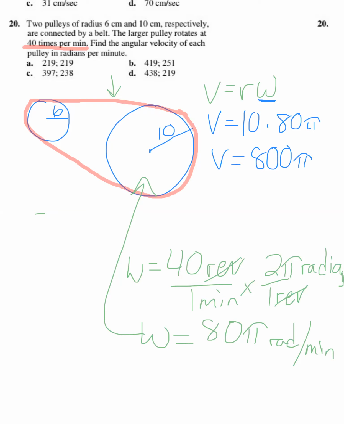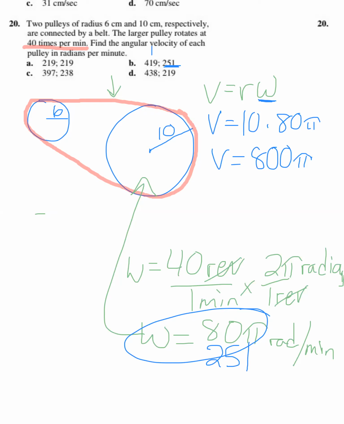Oh wait, but I think I actually already know the answer. Let me just double check. No, I don't. Yeah, I do. Find the angular velocity of each pulley in radians. Yeah, so here it is, W. There it is for the big one. If you do 80 pi and you multiply it out, you get 251 as a decimal. So if I look up at my choices, see how there's a 251 right there? Mm-hmm. So I already know that B is going to be my answer.